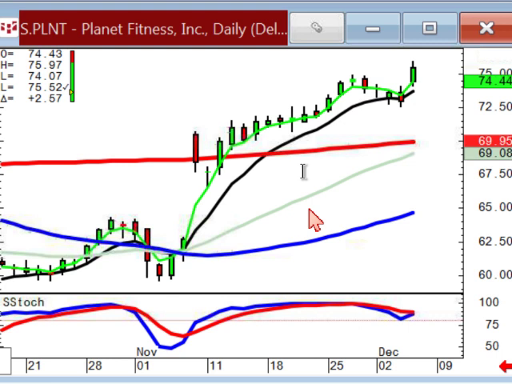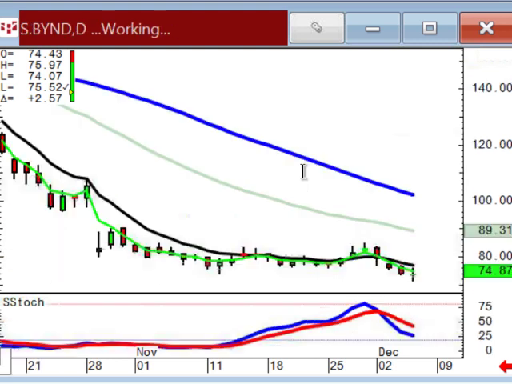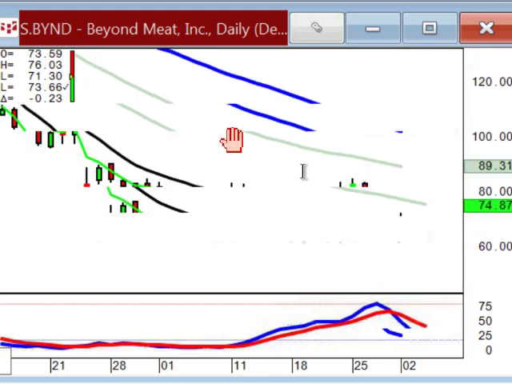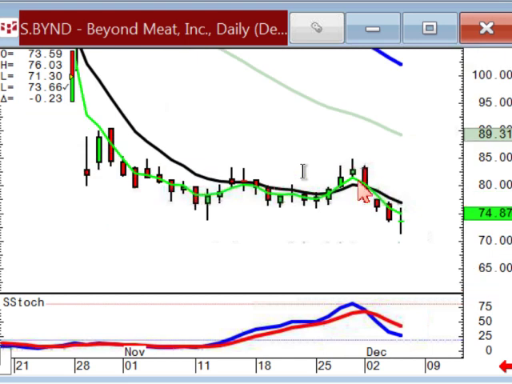Now, we've bought puts on Beyond Meat. Now, couldn't do it here, couldn't do it here, couldn't do it here, but over here, look what happened. Let's make this bigger. Look at our evening star signal and a close back below the T-line. And then they gapped it down. So how long would we stay short on this one? As long as we don't see it close back up above the T-line. So this has dropped pretty much.